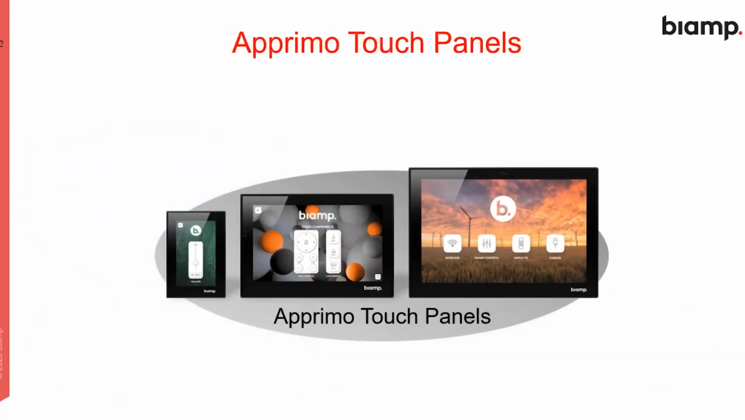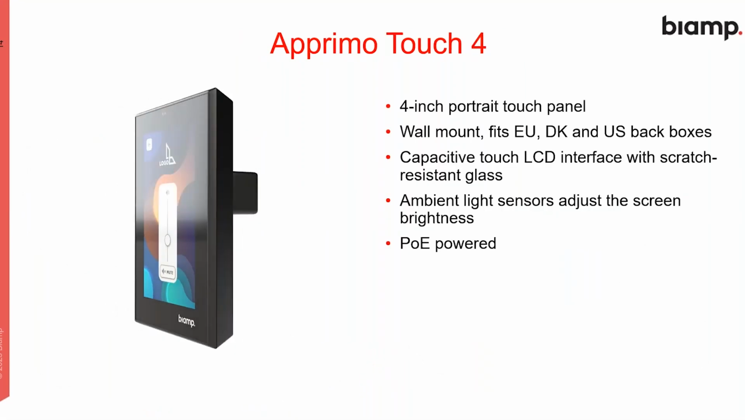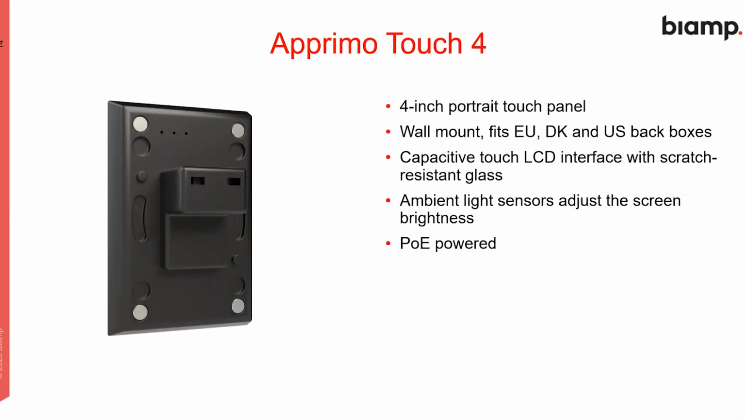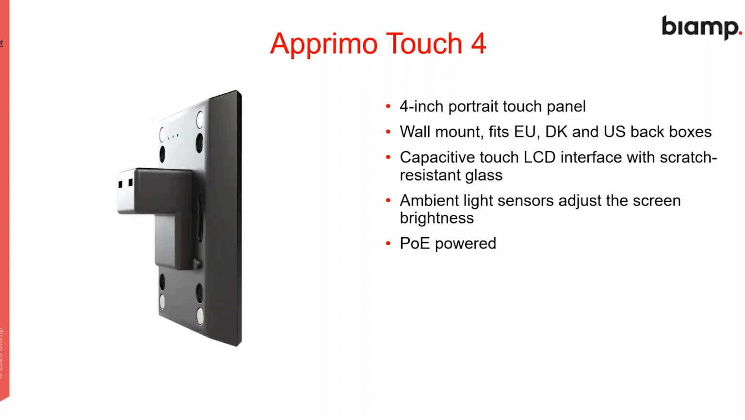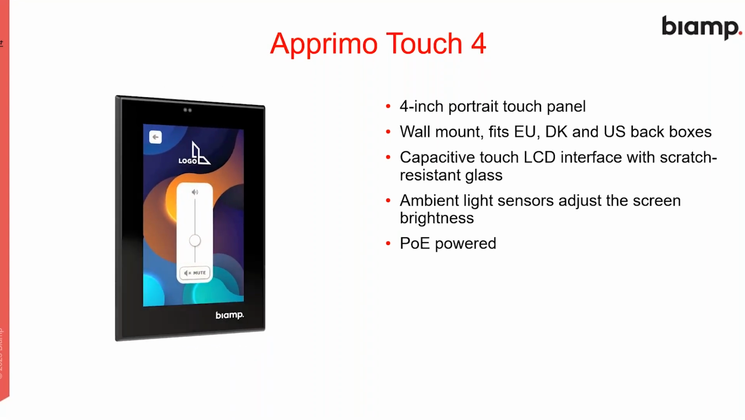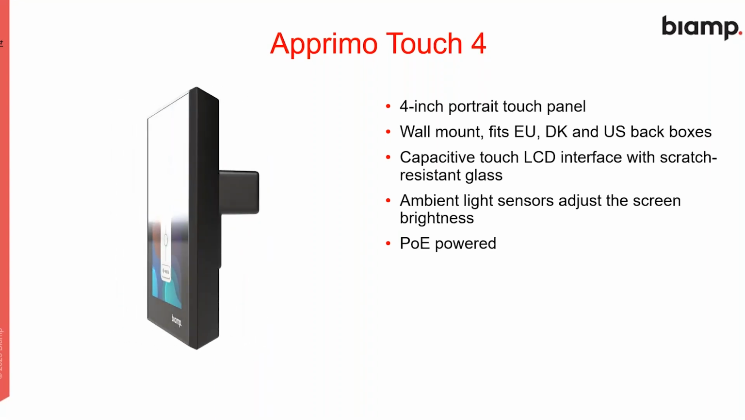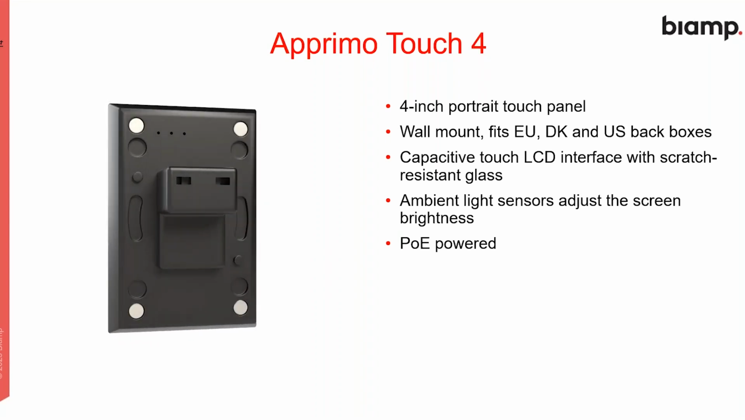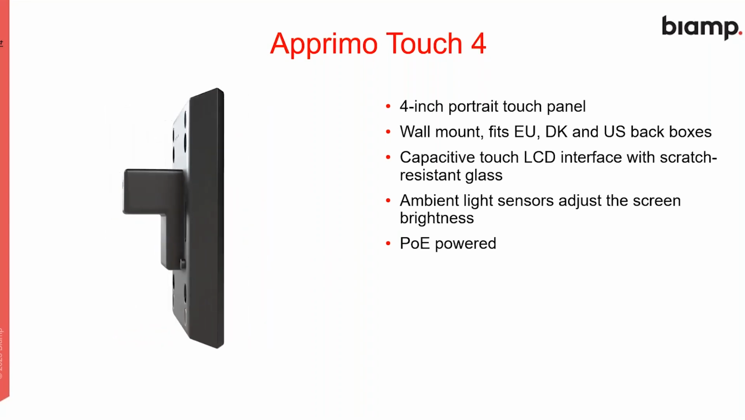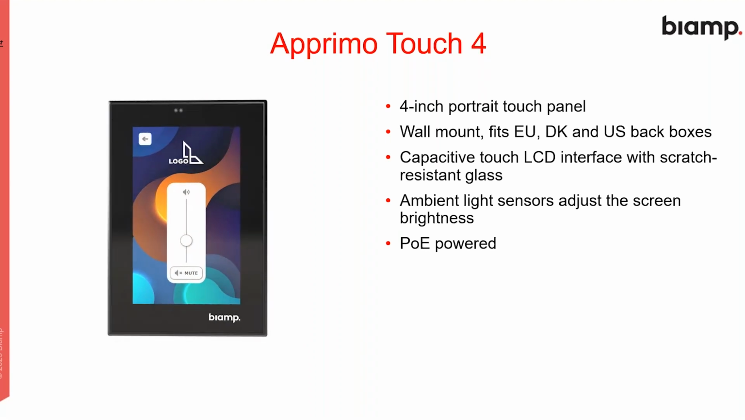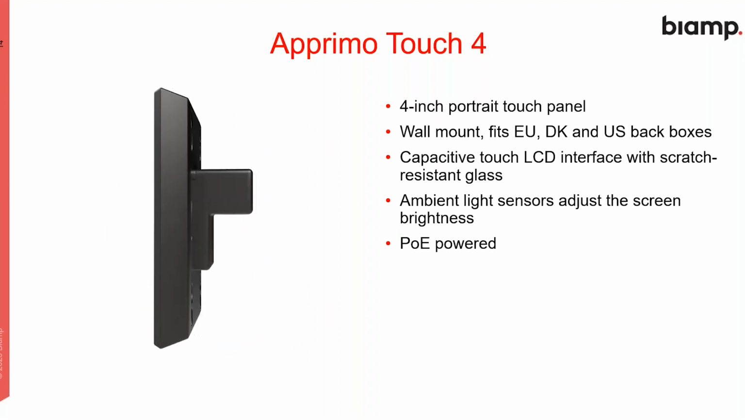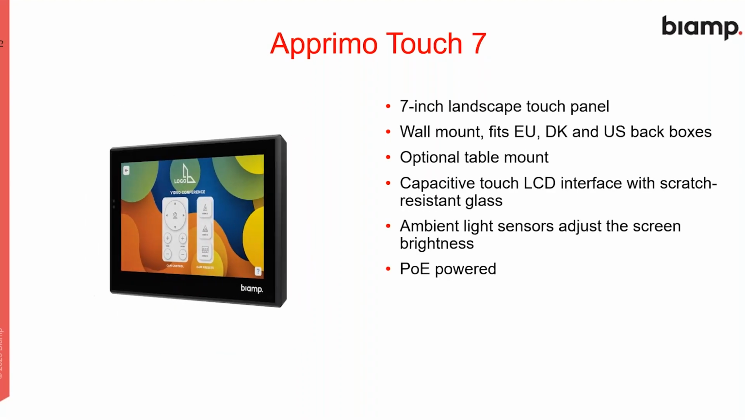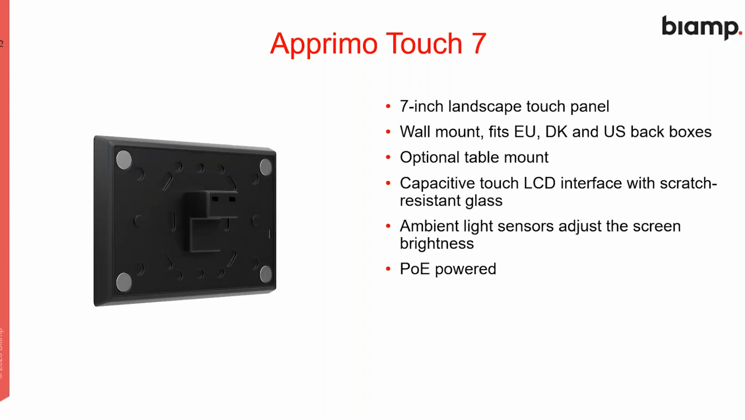Then we have the touch panels themselves. So these can be used along with the Tango, for example. So we have 3 in the range, the Touch 4, which is a 4-inch portrait-only touch panel, only wall mountable, so no desk mount option for this one. But it has a capacitive touch LCD, ambient light sensors, and again is PoE powered, so wall mountable into pretty much any wall box. Then we have the Touch 7, the next step up, but landscape only.